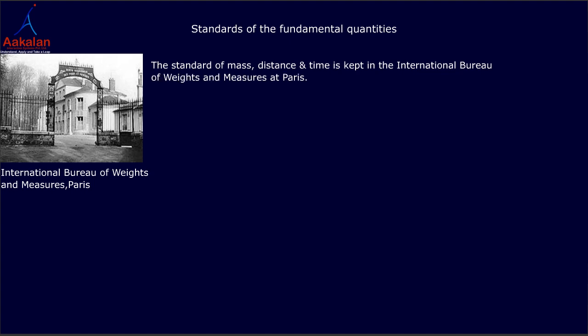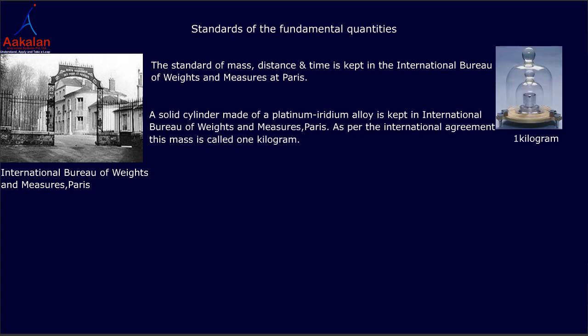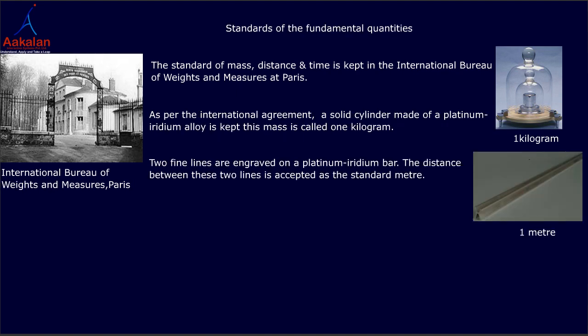The standard of mass, distance and time is kept in the International Bureau of Weights and Measures at Paris. A solid cylinder made of a platinum iridium alloy is kept in the International Bureau of Weights and Measures at Paris. As per international agreement, this mass is called 1 kilogram. Two fine lines are engraved on a platinum iridium bar. The distance between these two lines is accepted as the standard meter.